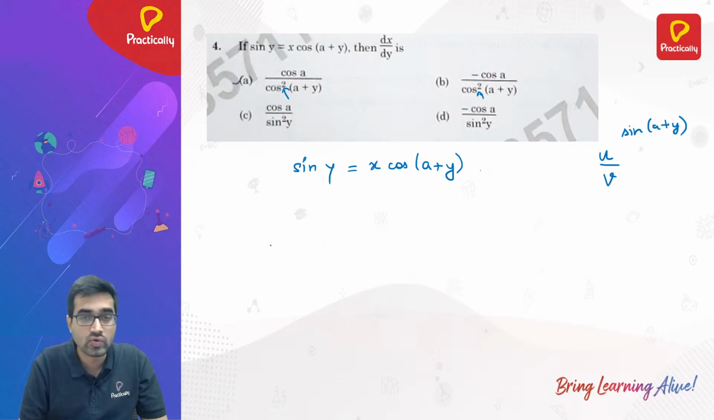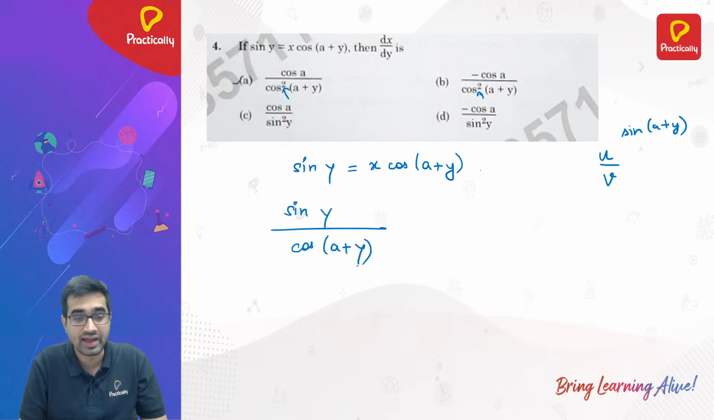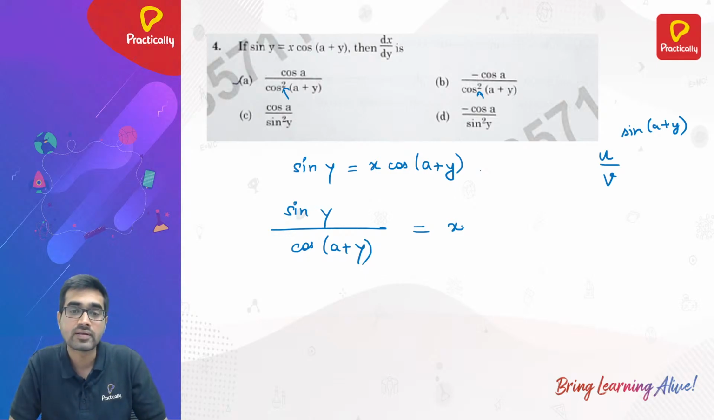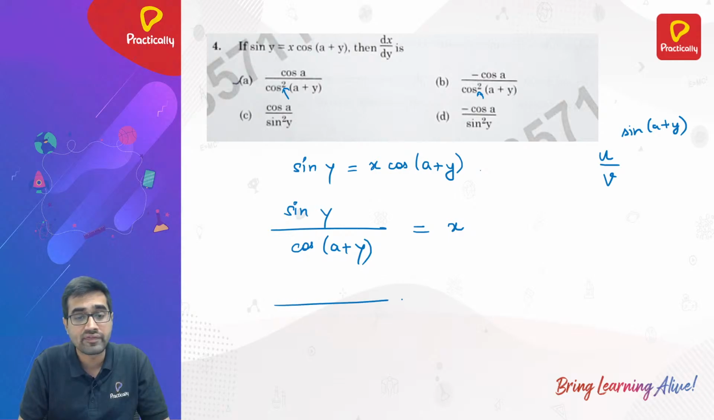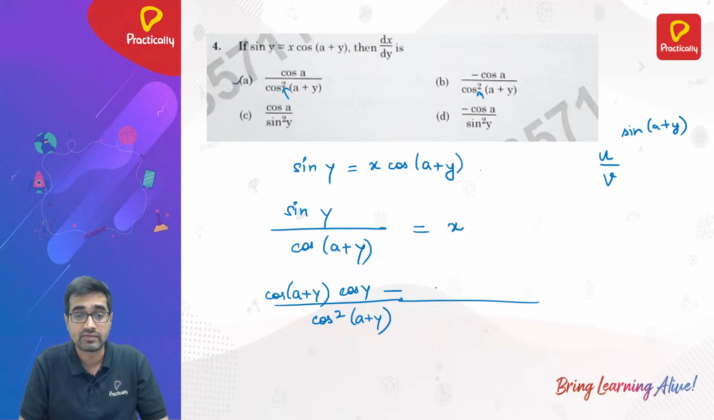So now you can write sin y by cos of (a plus y) is equal to x. Now you can differentiate with respect to x using the u by v formula. You will get denominator squared, then denominator times derivative of numerator. What is the derivative of sin y? Cos y, minus numerator, which is sin y, times derivative of denominator. What is it? It is minus sin, so it will become positive, (a plus y). Since there is a y, dy by dx will come at both places.